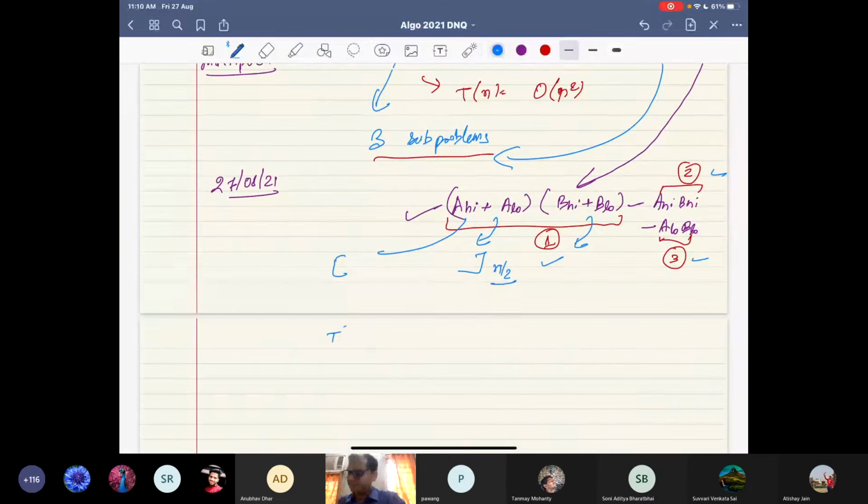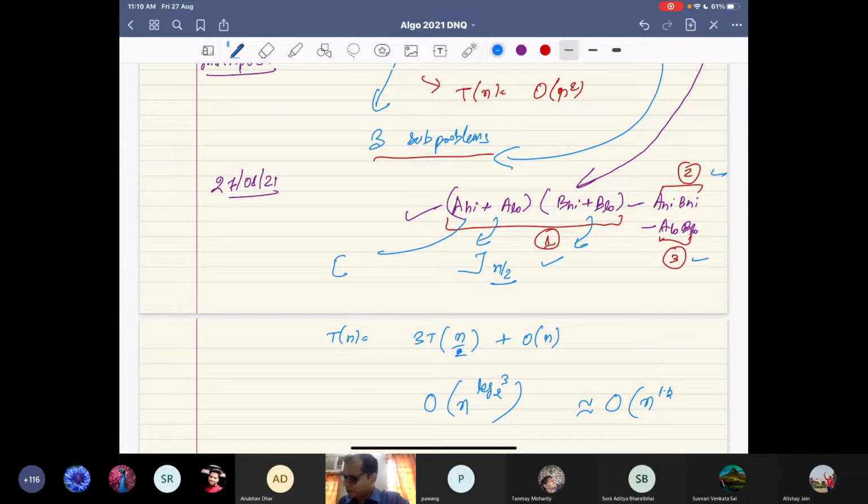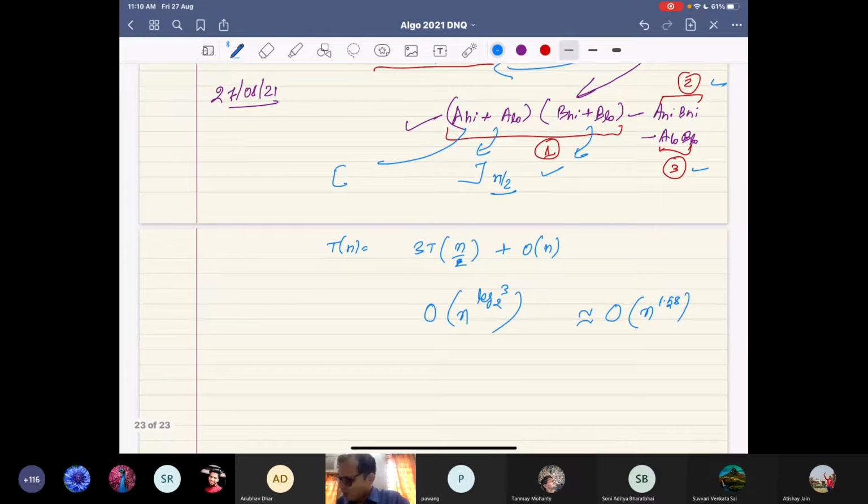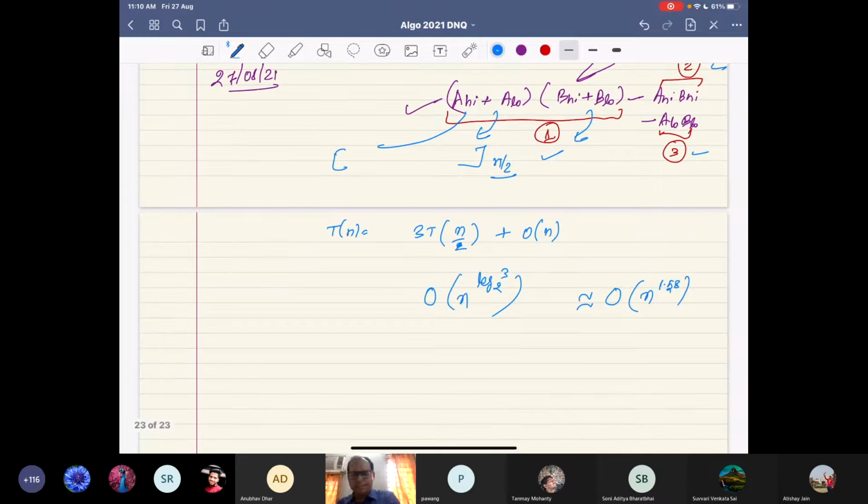then you get T(n) as 3T(n/2) plus O(n), and immediately now you can get n to the power log 3 to the base 2. Okay, and this is anyway less than this, so this is your complexity, and that comes out to be order n^1.58. Right? That is less than order n square.